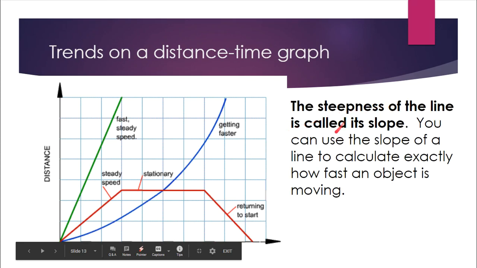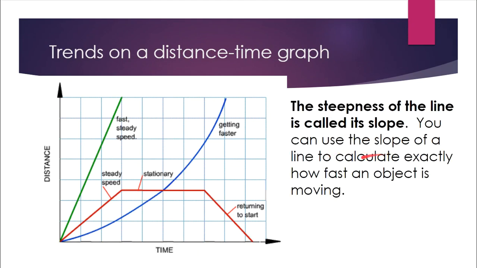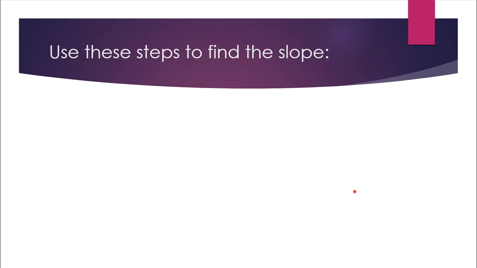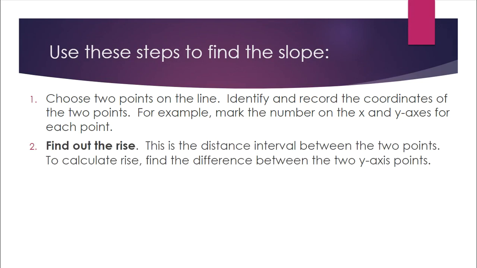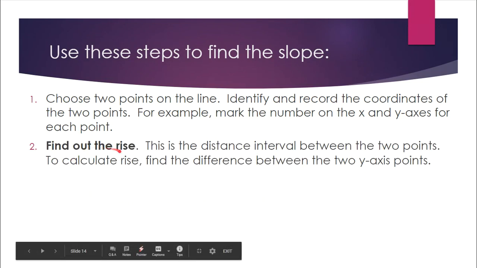The steepness of the line is called the slope. You can use the slope of a line to calculate exactly how fast an object is moving. So use these steps to find the slope. First, choose 2 points on the line. It doesn't matter what 2 points, and it has to be a straight line, it can't be the curved line. Identify and record the coordinates of the 2 points. For example, mark the numbers on the x-axis and the y-axis for each point. We'll go through more of this in a sec.